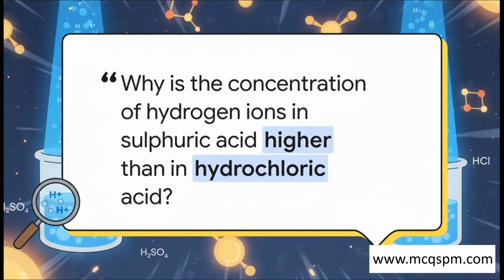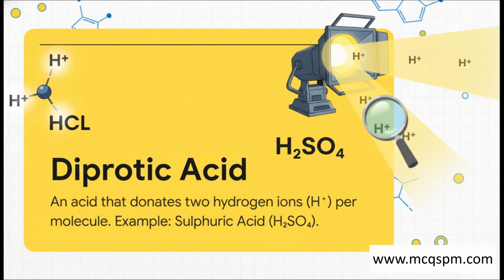Here's a very common pattern, a question that asks you to compare two strong acids, like sulphuric acid and hydrochloric acid. Now wait a minute, aren't they both floodlights? So why would there be any difference? The question itself is giving you a huge clue. It's pointing you to look at another property. The key word you need to have locked in your brain for this is diprotic.